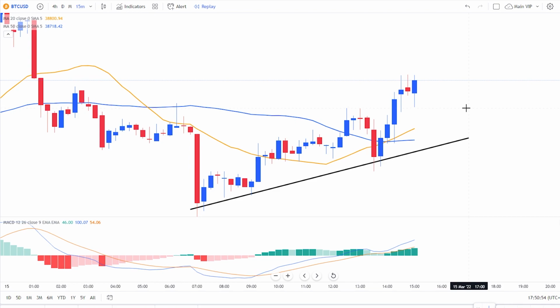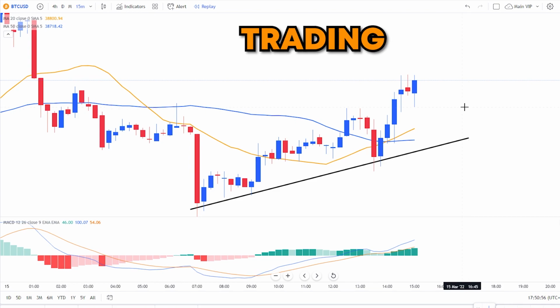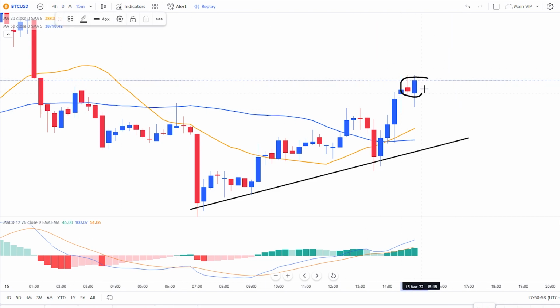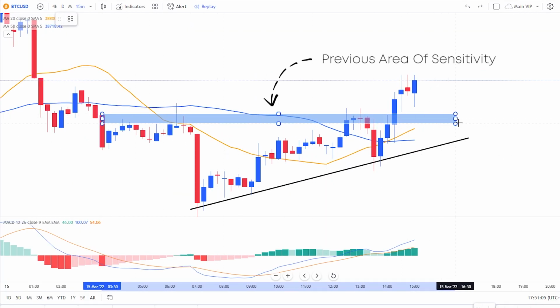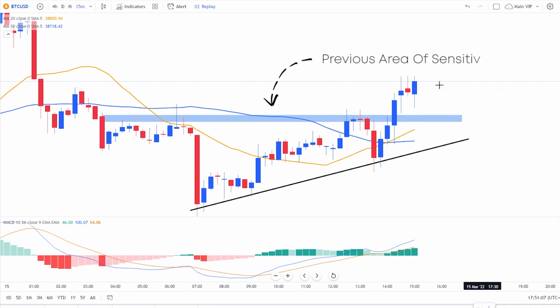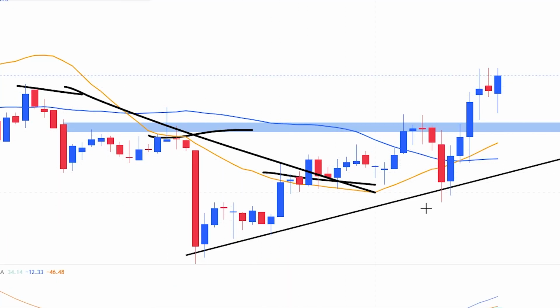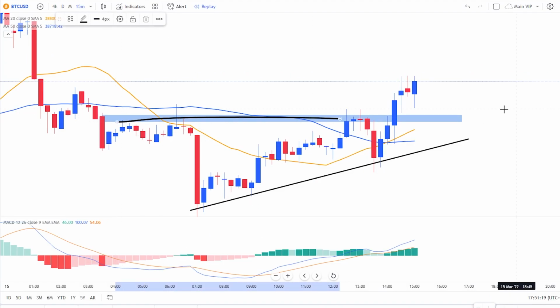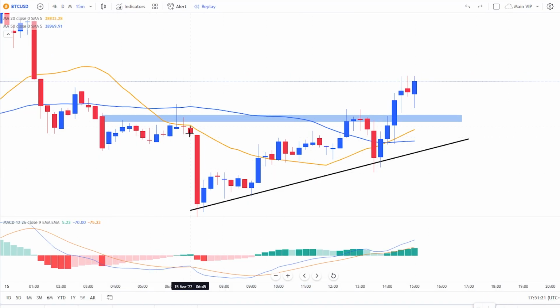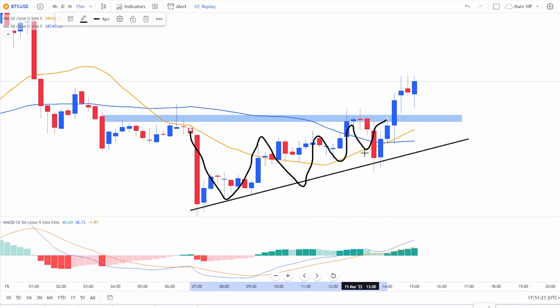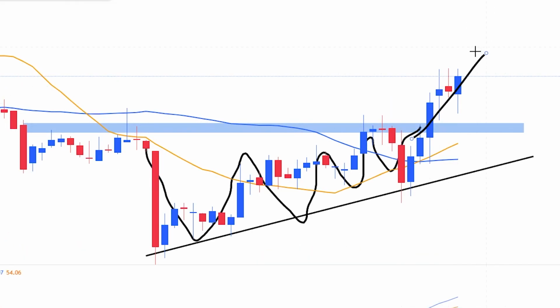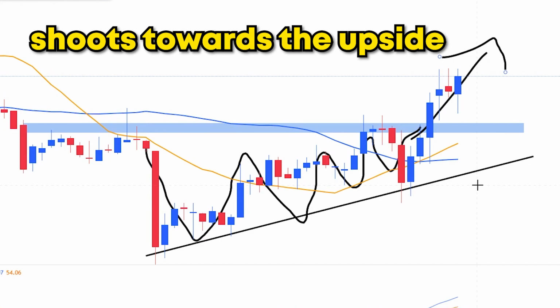And this is where you could potentially enter your first trading opportunity. As you can see, bullish engulfing candlestick. Again, we can mark the previous area of sensitivity just over here, right? So we had a nice squeeze pattern. We had this area zone over here that was trending down, right? We had this resistance over here. Look at this, boom, shooting towards the upside, squeeze pattern. Like a champagne bottle, it pops and shoots towards the upside.